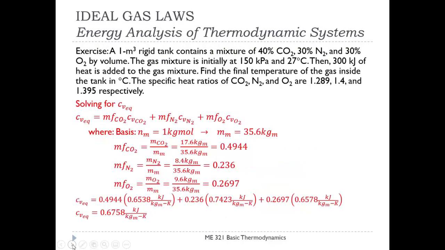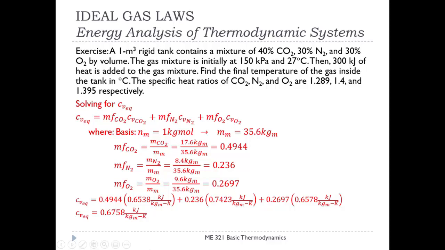Now to find the mass fraction of each individual gas, we are going to convert the volumetric fractions that are given in the problem into mass fractions. To do this, we recall that 1 kilogram mole of the mixture is equivalent to 35.6 kilogram mass. Therefore, if we divide the mass of each individual gas that we computed a while ago in the computation of the mixture molecular weight by the reference mass of the mixture, then we can find the corresponding mass fraction of each individual gas.